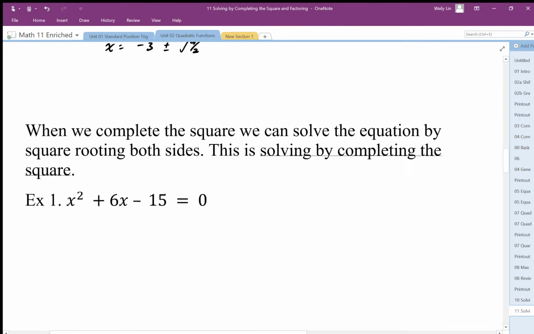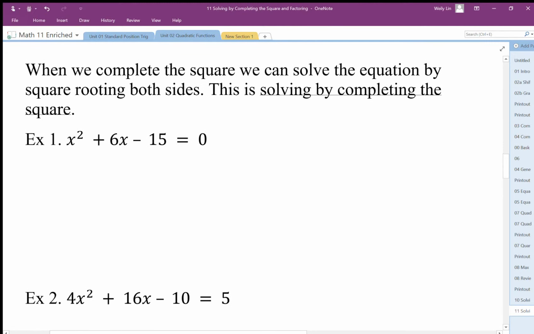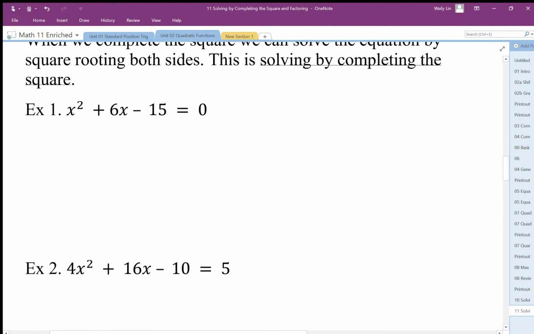Okay, so let's do extras here. We're going to solve this. So again, the process is we're going to take the middle term, square it. We want to try to get all the other constant terms to the other side of the equation. I'm going to complete the square here. I'm going to balance the equation here.